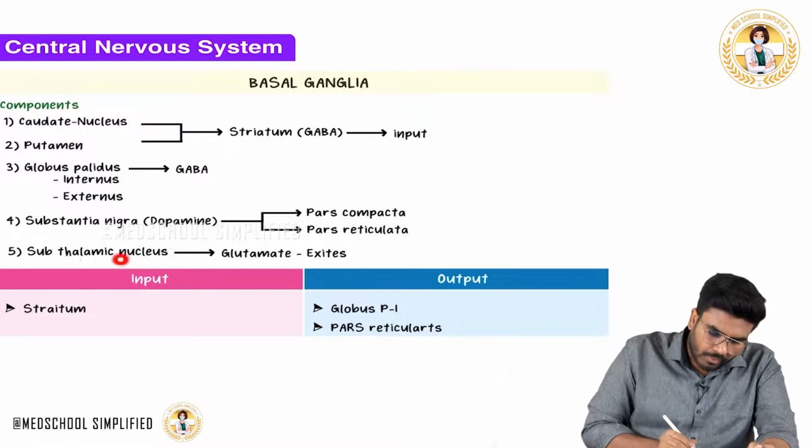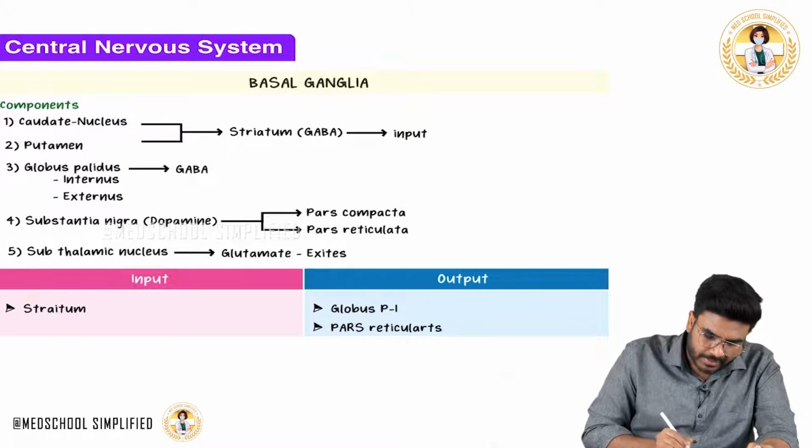Now one more structure is called the subthalamic nucleus. There is one more structure present in the basal ganglia, and that structure is called the subthalamic nucleus.